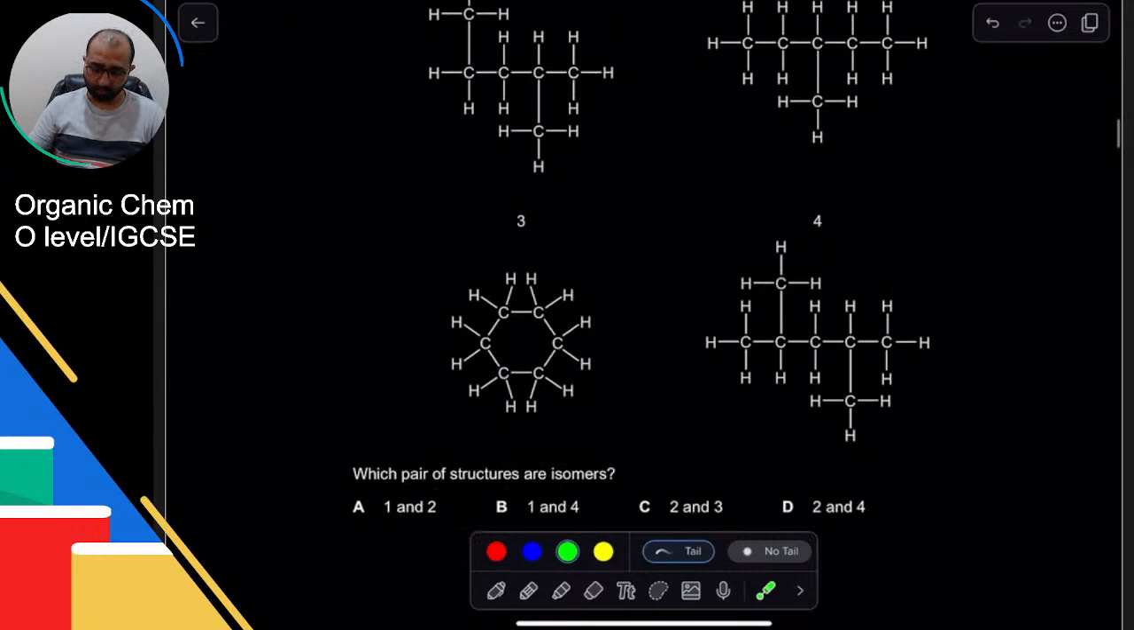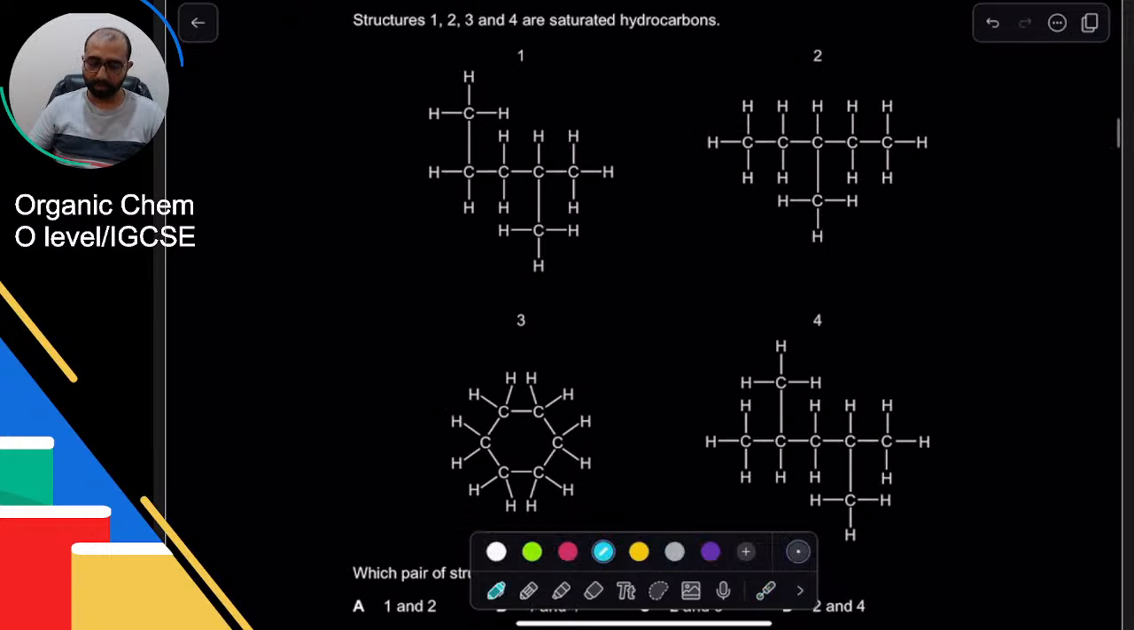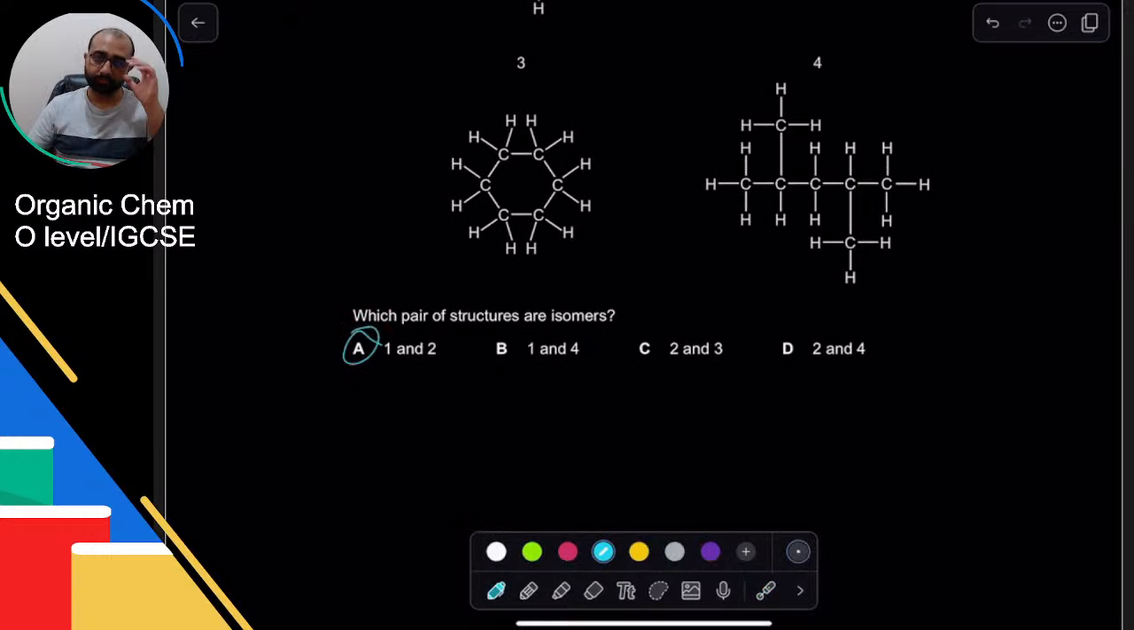Let's try this one. 1, 2, 3, 4, 5, 6 carbon. So ये दोनों भी आपस में isomers हो सकते हैं. But let's confirm how many hydrogens do they have. This one has 2 more hydrogen than this one. So 3 and 4 are not the same molecular formula. Okay, so that brings us to the answer 1 and 2. There you go.